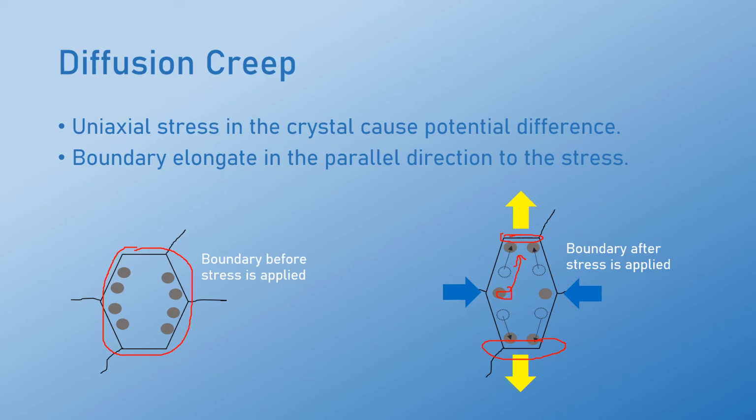But how do the vacancies move? Well, that's a matter of whether it is Nabarro-Herring or Coble creep.